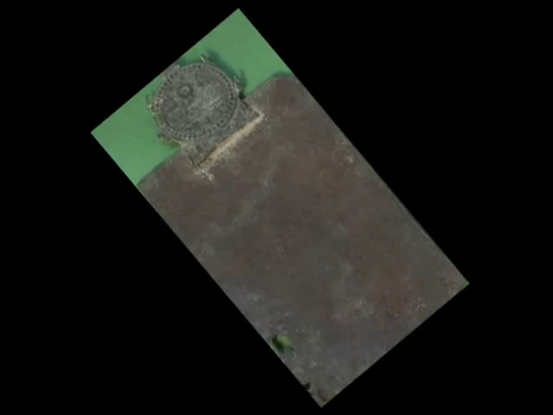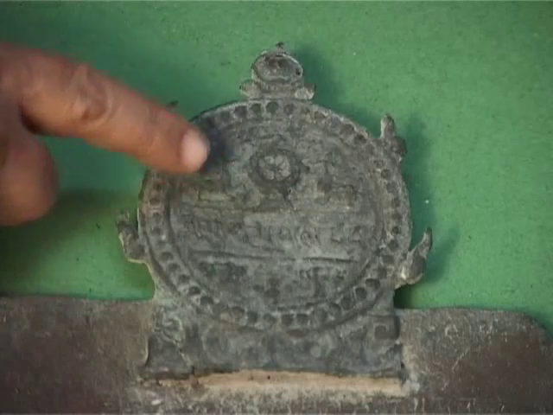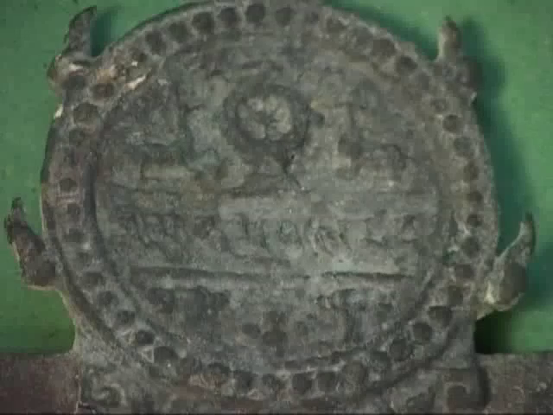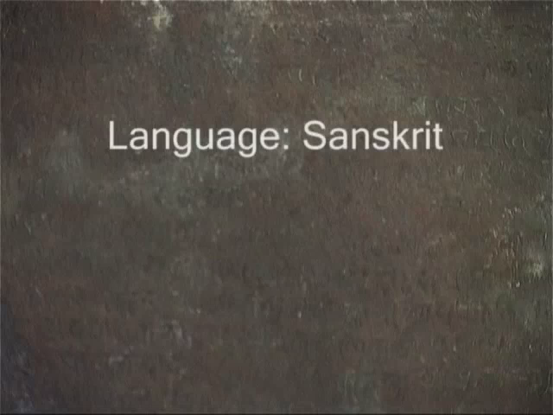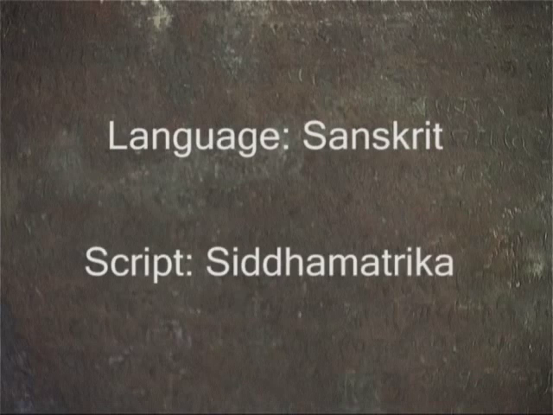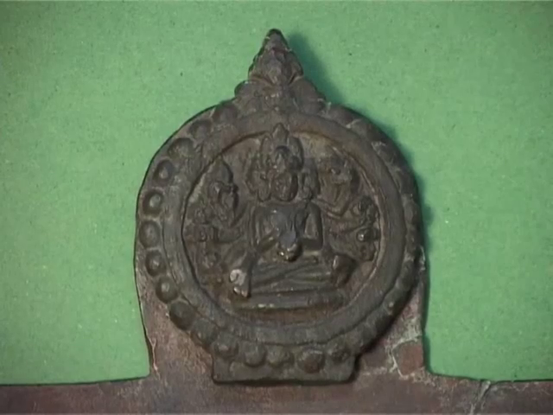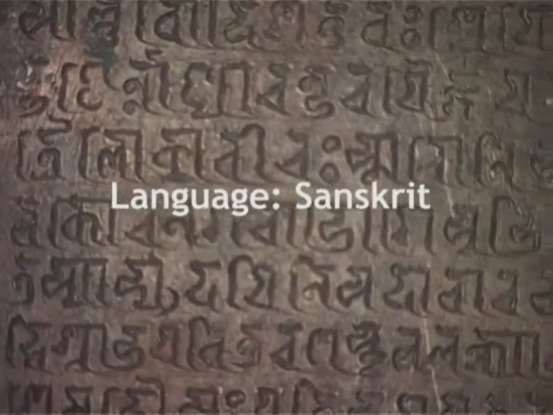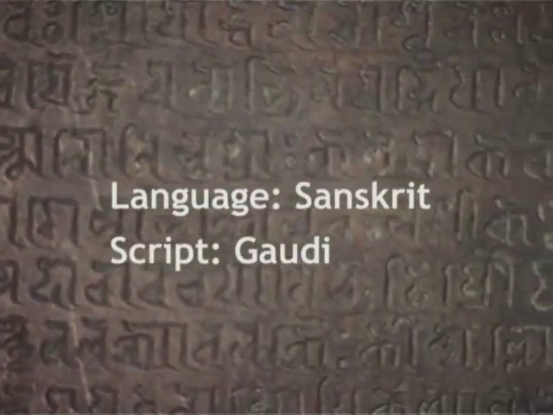Here, the copper plate has a crest with 2 deers and some inscriptions. It is actually a dharma chakra. Here, the language is Sanskrit and the script is Vidya-mitra. This copper plate is of rather recent origin, around the middle of the 12th century CE. The language here is Sanskrit and the script is Gauri.